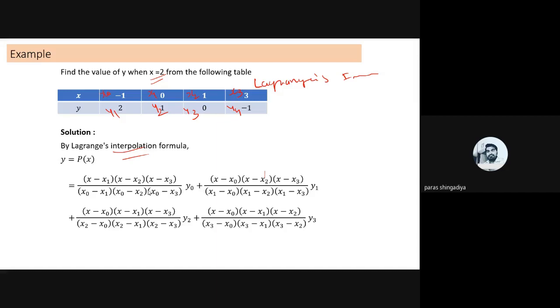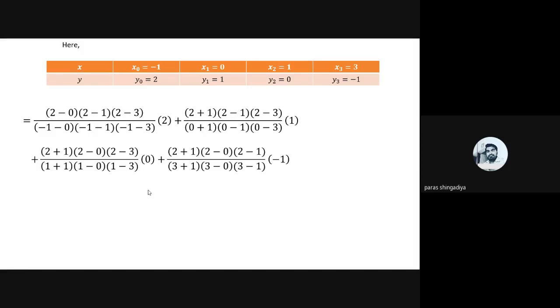So this data is given: -1, 0, 1, 3 and 2, 1, 0, -1. And as per the formula, here y2 is 0, as given there. So this whole step will become 0, because the product is 0. So it will be 0. You only have to simplify 3 steps.